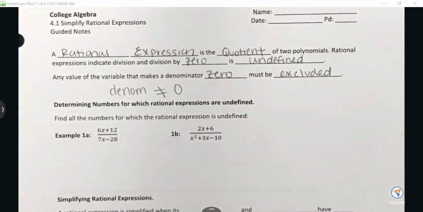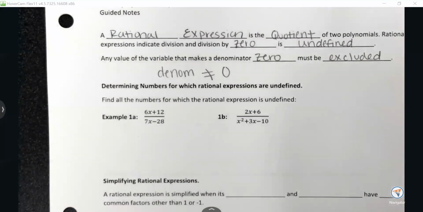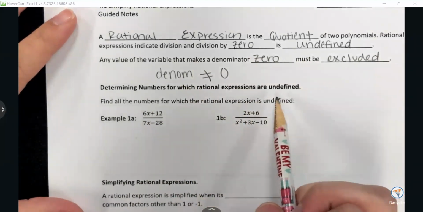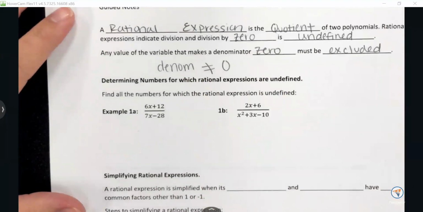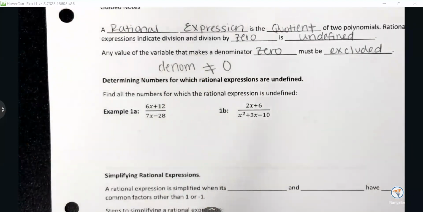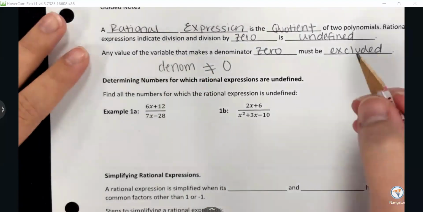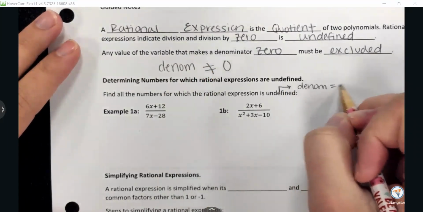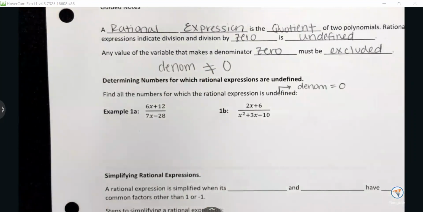So for every problem we do, you're going to have to tell me what the letter cannot be. Okay, so the first thing we're just going to figure out is how to determine which numbers make the rational undefined. So what we are going to do is set the denominator equal to 0. So undefined would just be when my denominator equals 0. You can do it two ways. You can simplify first, or you can just see, can I set it equal to 0?